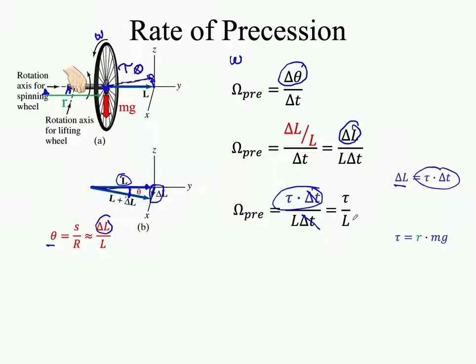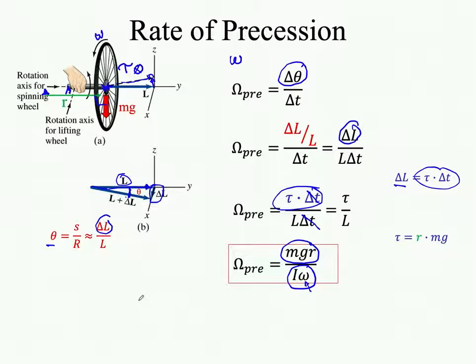Plugging in, or just remember the torque on this thing is just r cross mg, in this case the angle is 90. So the torque is just r times mg. Plugging in my numbers then, I get this. The torque is mgr, and the angular momentum is I times omega, where omega is the initial angular velocity of the wheel. What's the rate at which the bicycle wheel precesses? Well, it depends on the torque and inversely on the angular momentum. The faster the wheel's spinning, the slower it precesses.